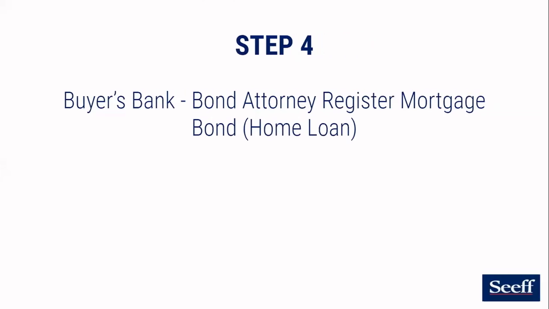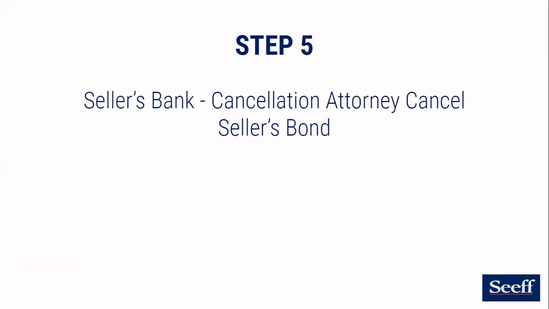Step 4, the buyer's bank will then instruct the bond attorney to register a home loan or a mortgage bond or a bond. In essence, that all means the same thing. So this is a special loan that uses the fixed property as security and is registered with the deeds office. Step 5, the seller's bank instructs its attorney, the cancellation attorney, to cancel the seller's bond. Now the cancellation attorney then sends the title deed and guarantee requirements to the bond attorney and the transferring attorney.